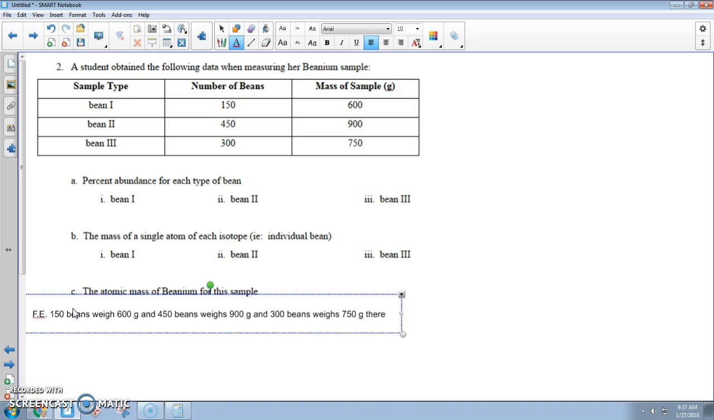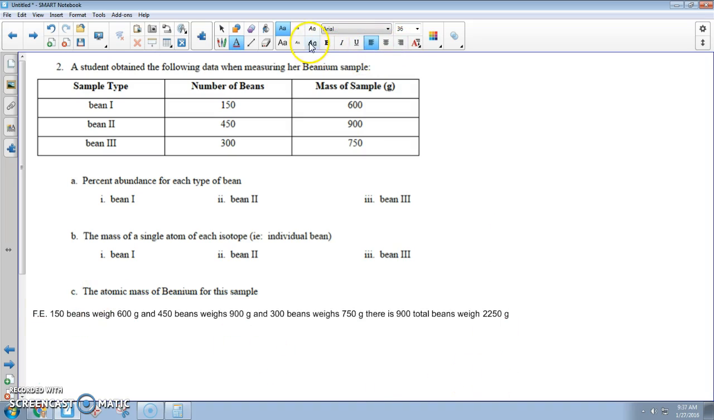Here's where the nice part is. Now this one wasn't a percentage, it didn't need to be a percentage. I can just add up my total number of beans. So 450 plus 150 is 600, plus 300 gives me 900 total beans, which weigh 750, 900, and 600. So 900 and 600 make 1,500, plus 750 makes 2,250 grams.